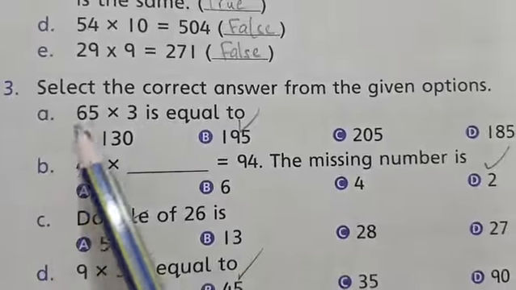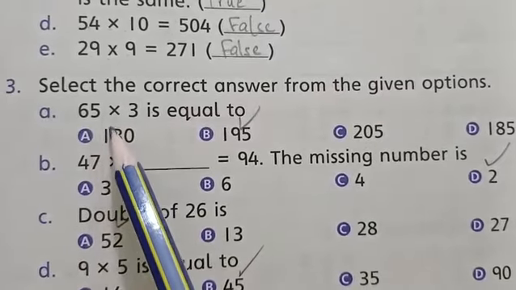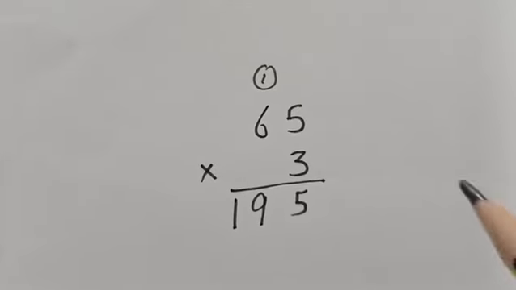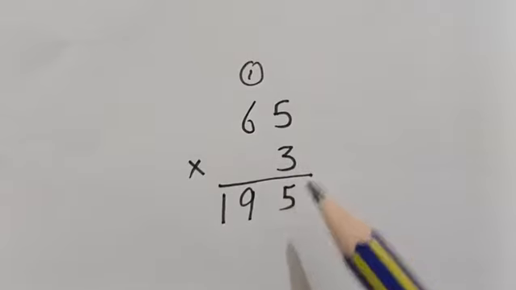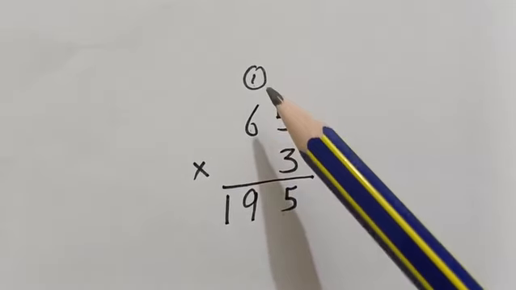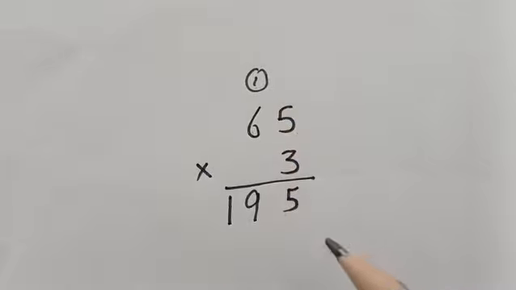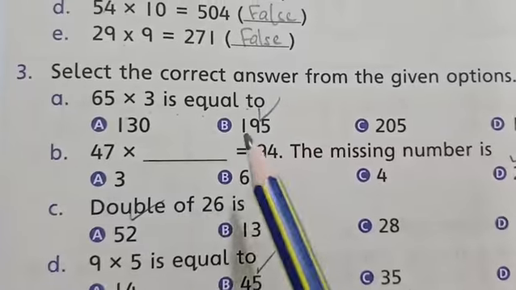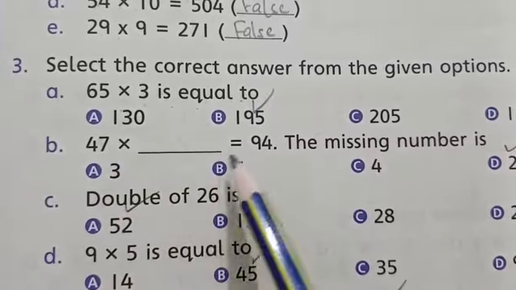Next we have question number 3. Select the correct answer from the given options. 65 multiplied by 3 is equal to. Look at this, 65 multiplied by 3. 3 5s are 15. We write 5 here. 1 will be carried over here. Now 3 6s are 18. 18 plus 1 is 19. So answer is 195. Correct option is B.